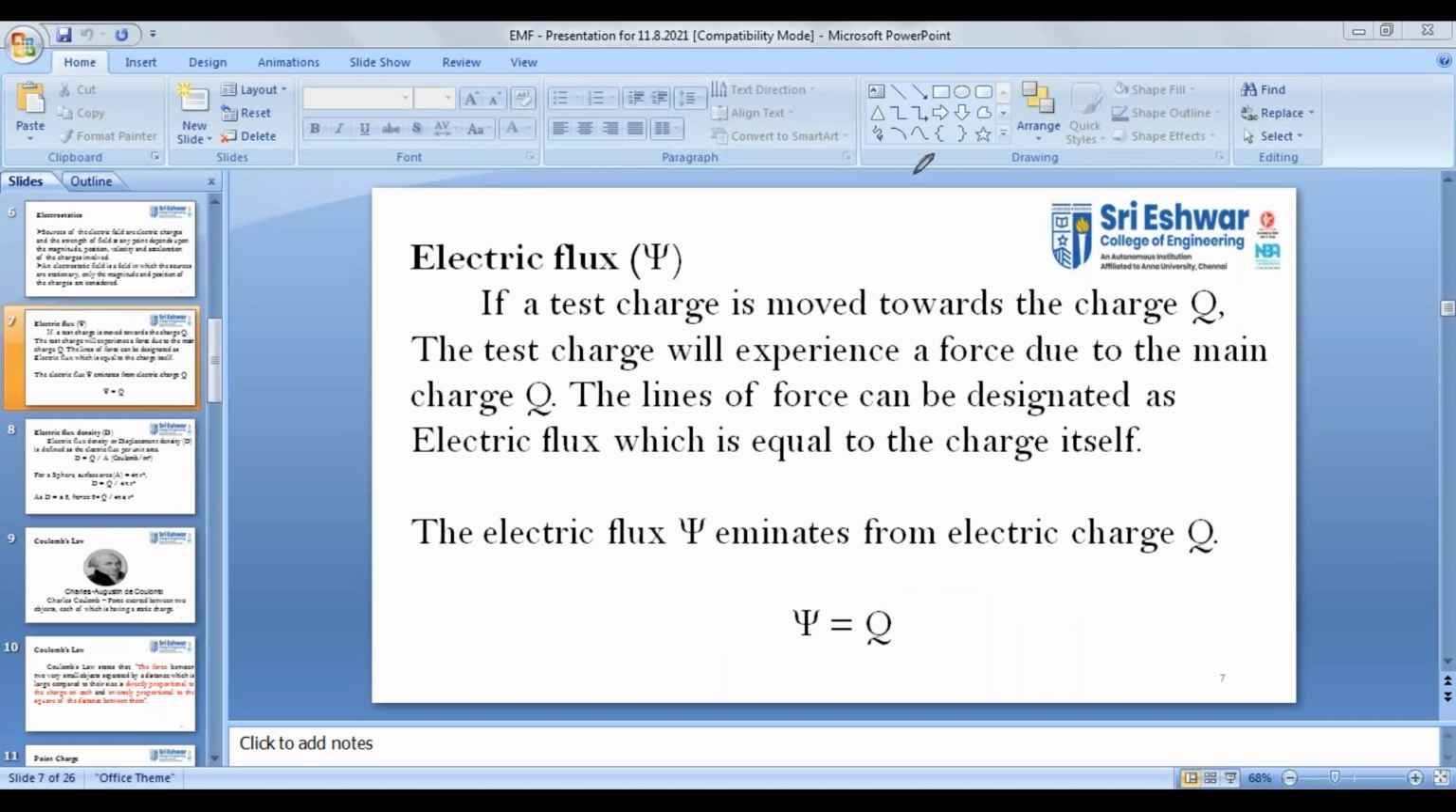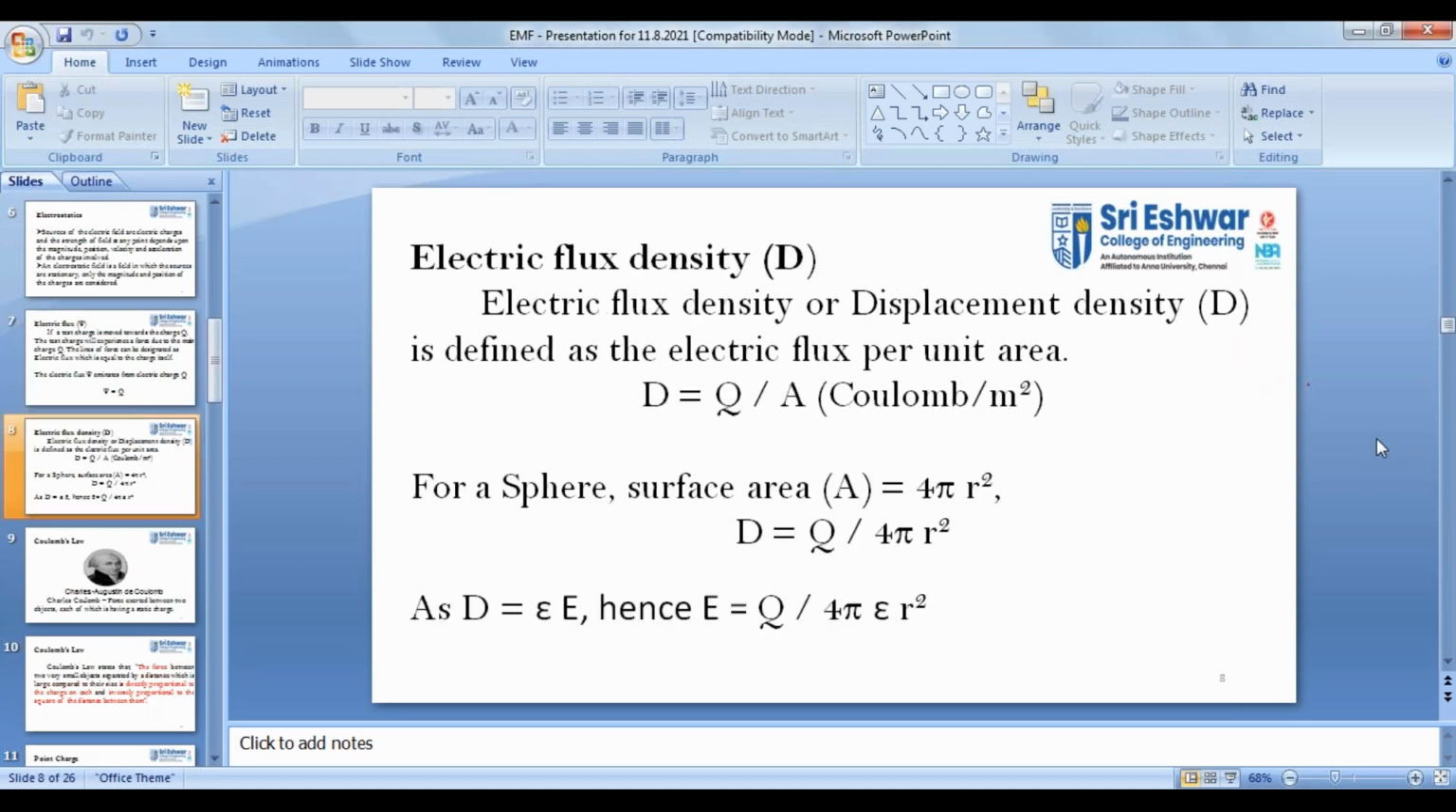Okay, fine. You got the point, no? Electric flux is done. Next is the electric flux density. It is very simple. Normally we have what we call current density. Can anyone tell what is meant by current density?